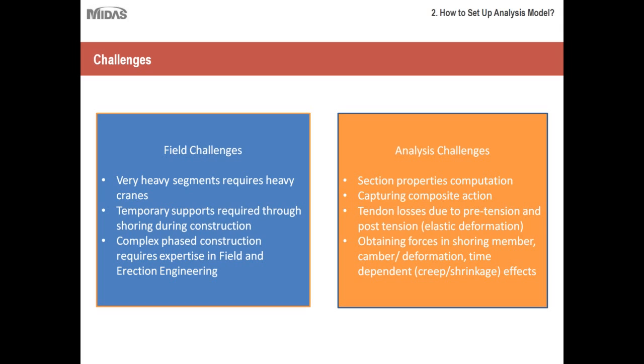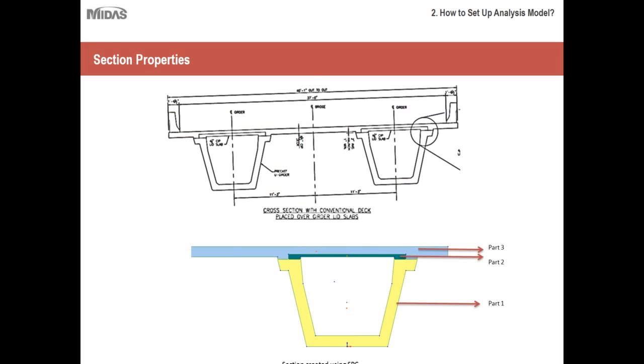Then tendon losses, because they are precast sections which are pre-tensioned and post-tensioned. So there are elastic deformations that you have to consider. You have to consider other types of losses that will occur in the tendons. So that is a critical part of the analysis here. And then obtaining forces and camber deformations, and capturing the time-dependent behavior of the concrete. All these put together create a big analysis problem for the engineer.